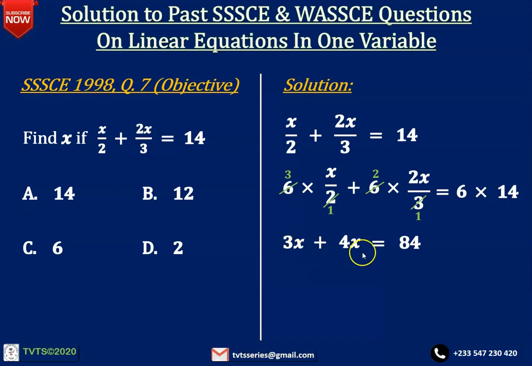3x plus 4x is 7x, which is equal to 84. Dividing both sides by 7, we have x to be 12. Hence, the correct answer is option B.